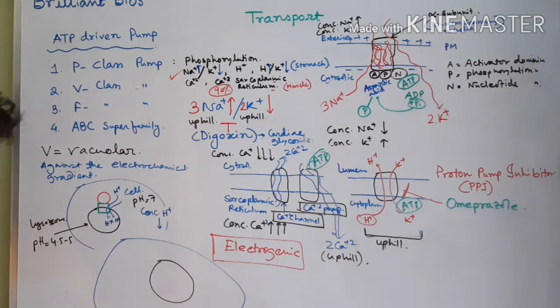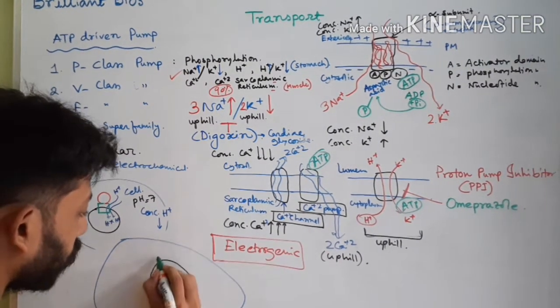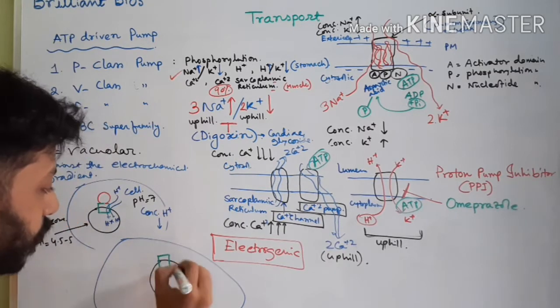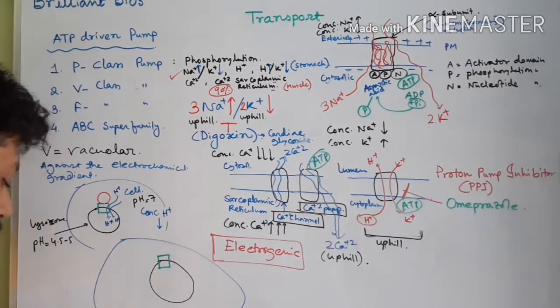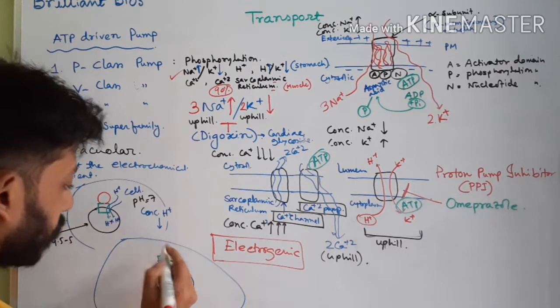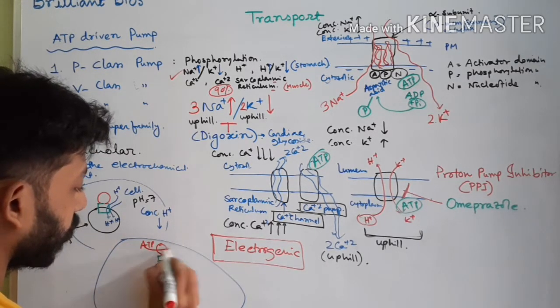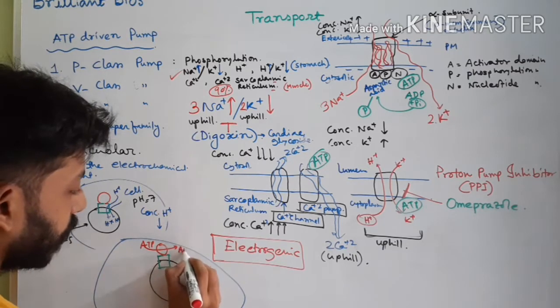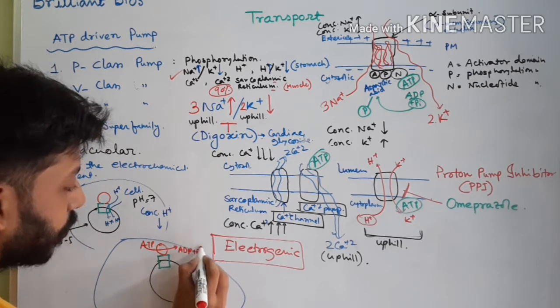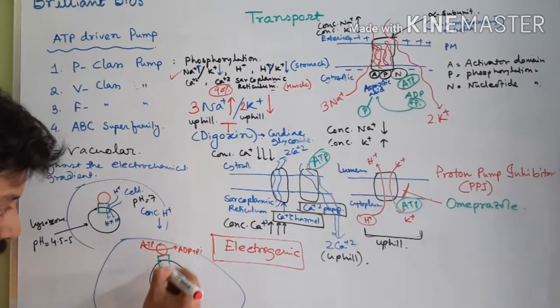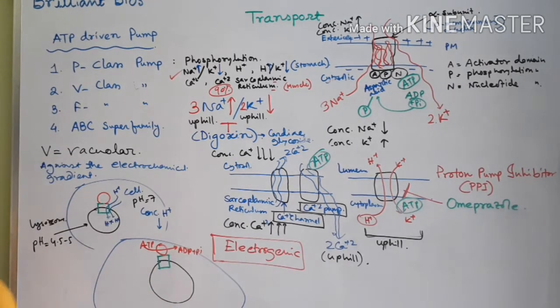How you can see here, this is a V class pump. This is one subunit, and there is another subunit. Here the ATP is destroyed, in this section. ADP and Pi occur. That actually gives the energy and forms this channel. Hydrogen, or proton, actually enters.